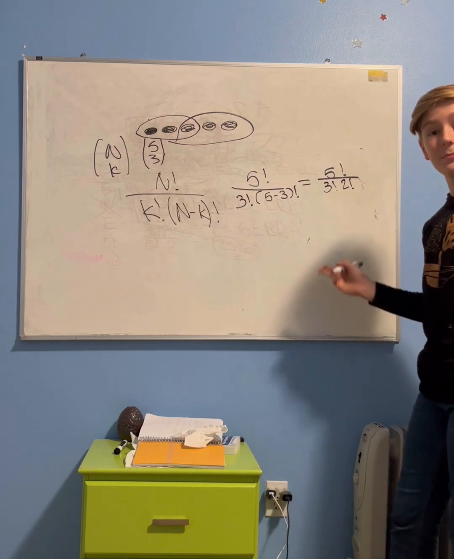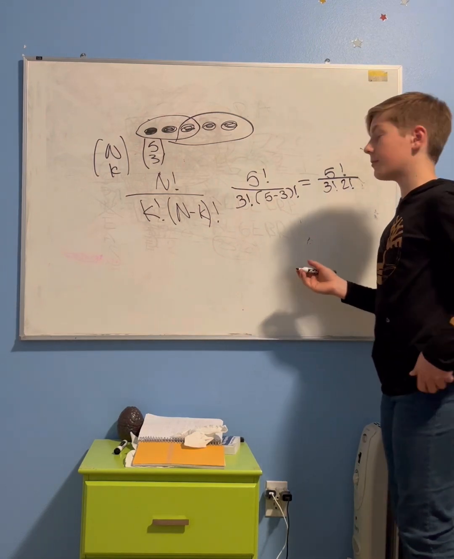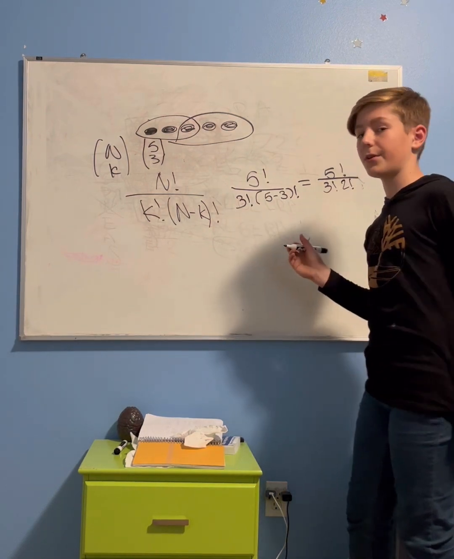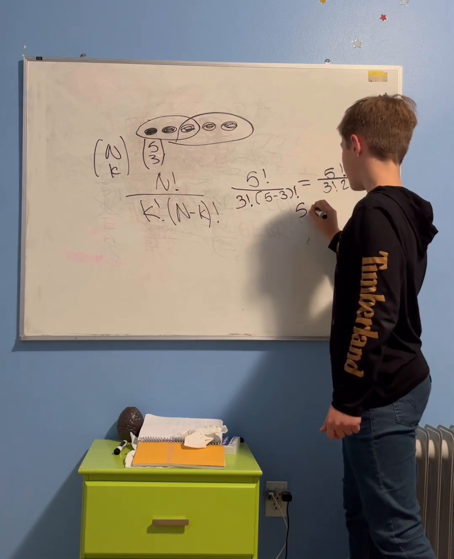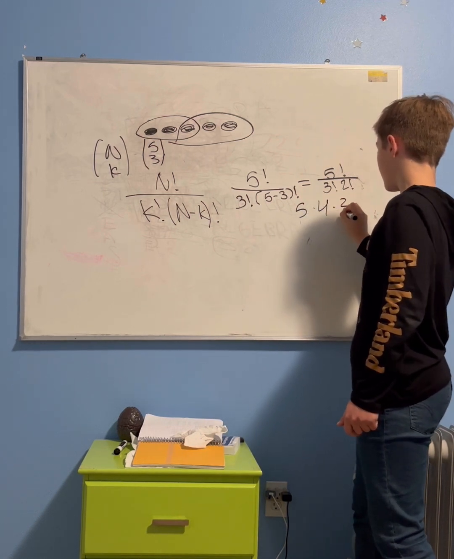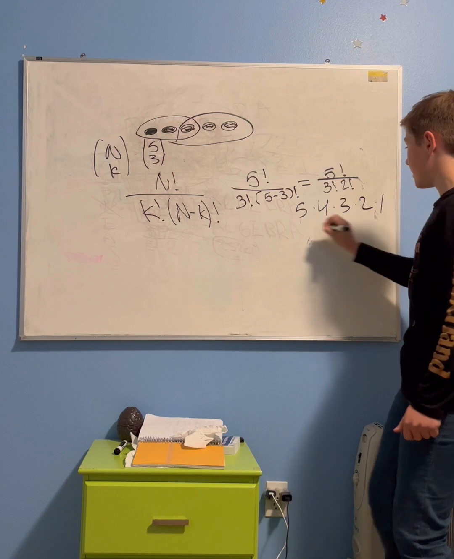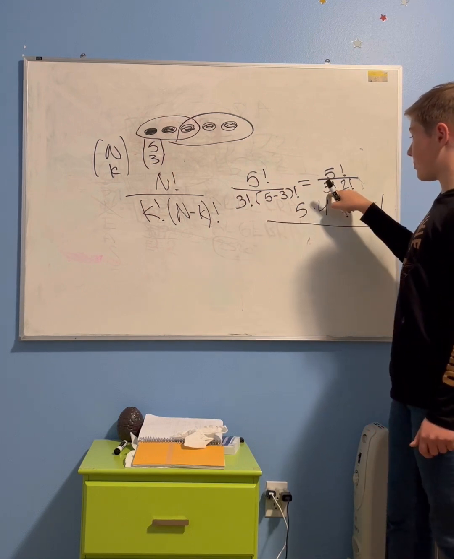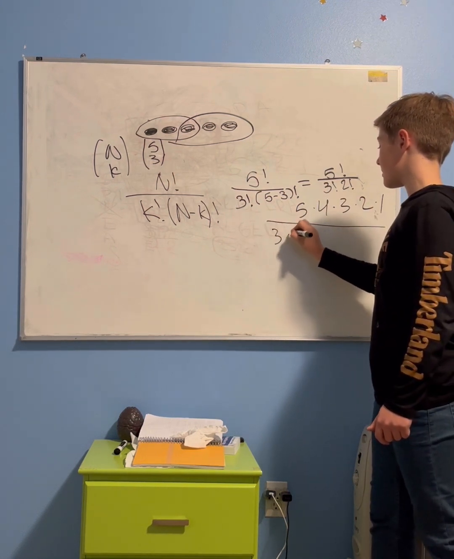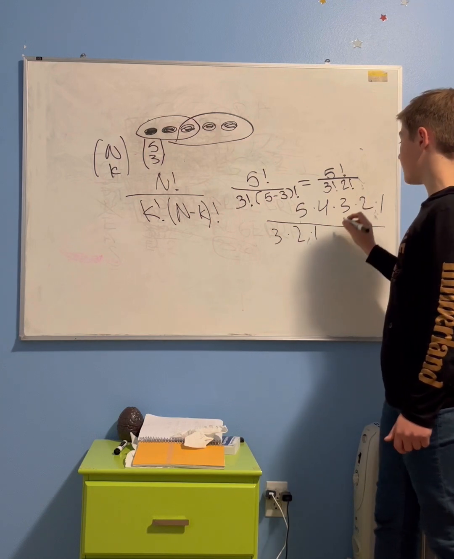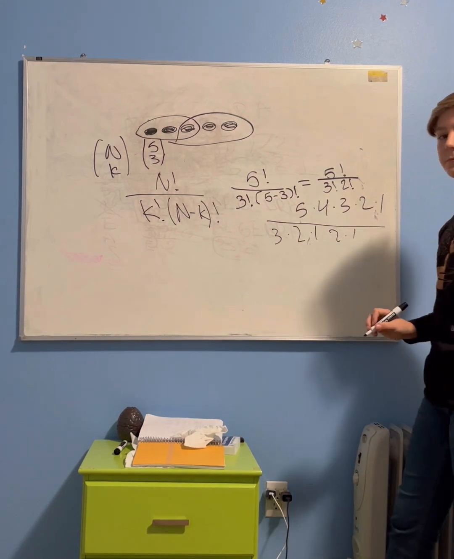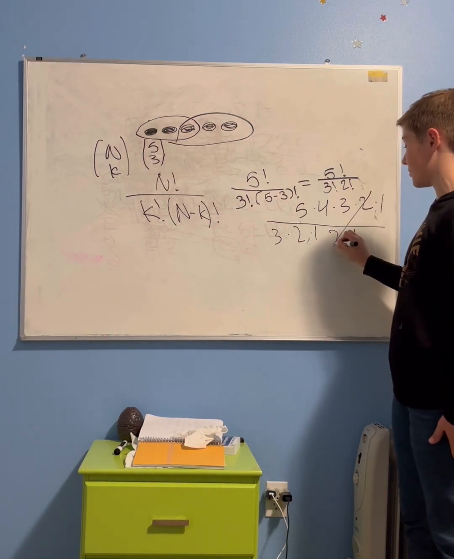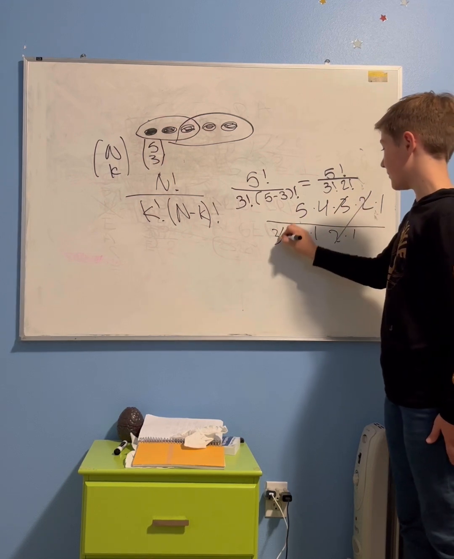And now we can expand these so we can simplify easier. So the 5 factorial, we're going to write it as 5 times 4 times 3 times 2 times 1. And this is all going to be divided by 3 factorial, 3 times 2 times 1, and 2 factorial, 2 times 1. So this 2 is going to cross out with this 2. This 3 is going to cross out with this 3.